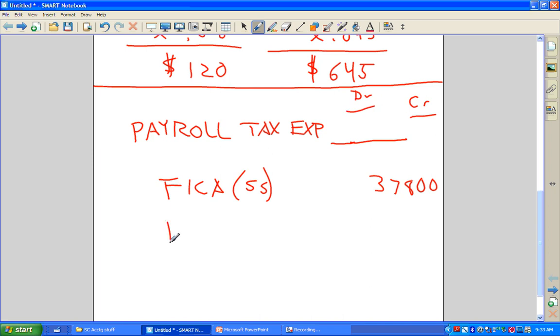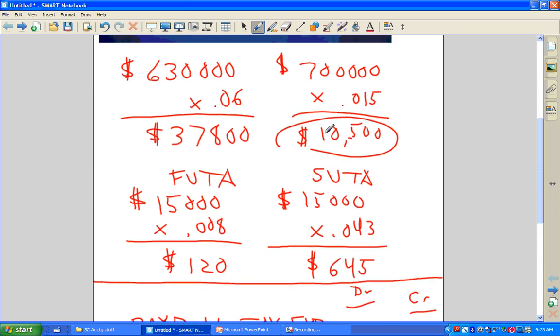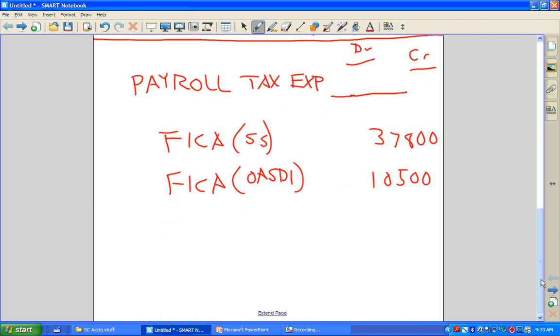Okay, then I have FICA with Medicare. So they call it OASDI, old age something disability insurance. I forget what the S is for. But anyway, 10,500 here. Remember, we calculated that from up here, right there. Okay, a little bit of messy writing again, but then the other two are FUTA and SUTA.